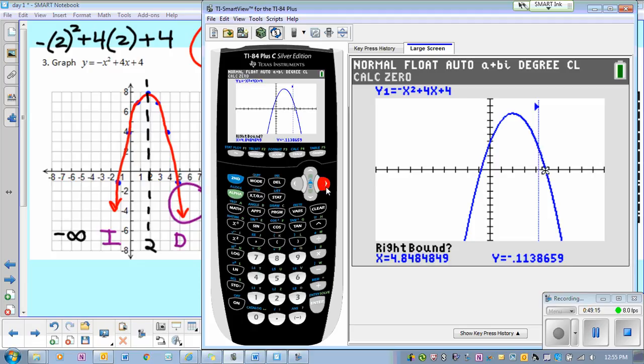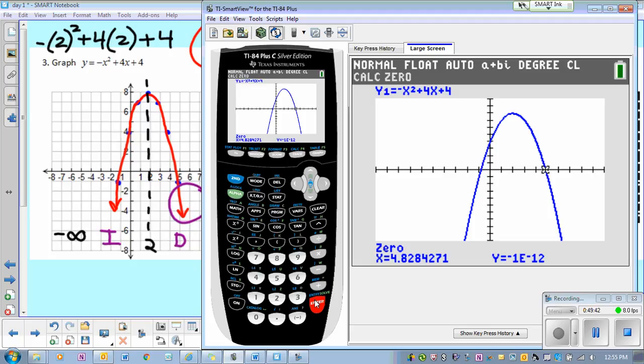And then it says go to the right, because it says right bound. So right. 1, 2, 3, 4. Hit enter. Hit enter again. And you have 4.83, comma, what is this thing? Negative 1e, negative 12. What did I tell you that e is?